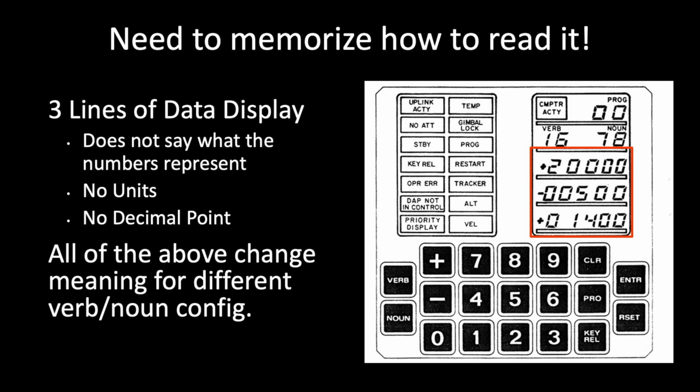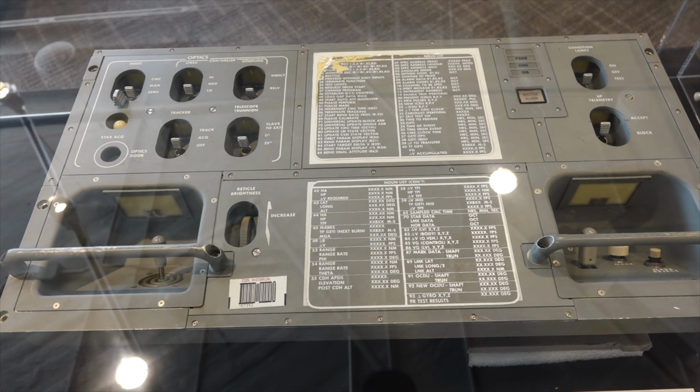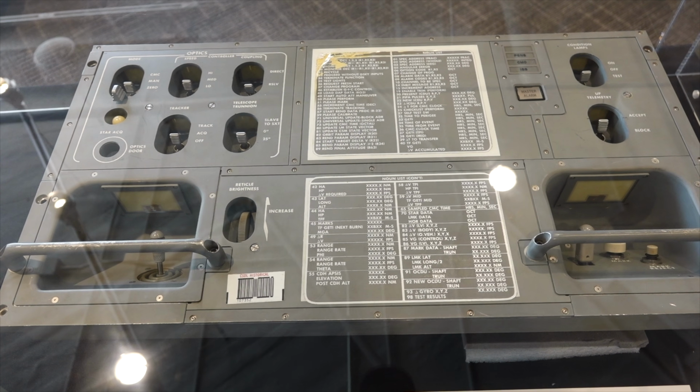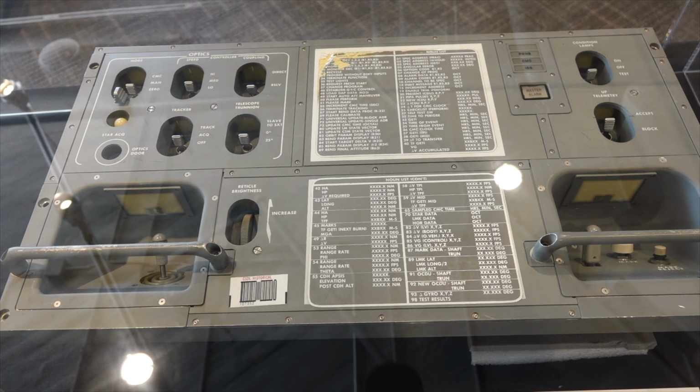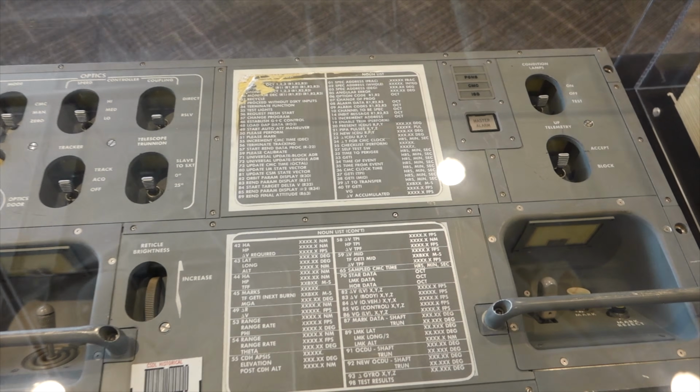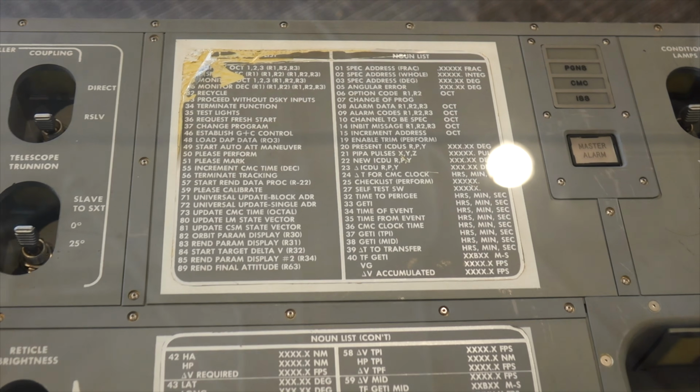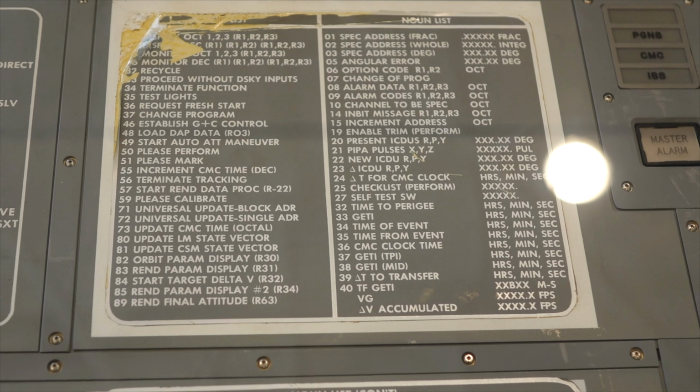It could even be an octal memory address and a data value, as was needed for the infamous Apollo 14 hack. There are no legends of what is being displayed, no units, and no decimal points. You have to memorize all of that. But lucky you, there was a cheat sheet of verbs and nouns, including values of the data lines, units, and decimal points printed below the telescope optics to refresh your memory if needed.